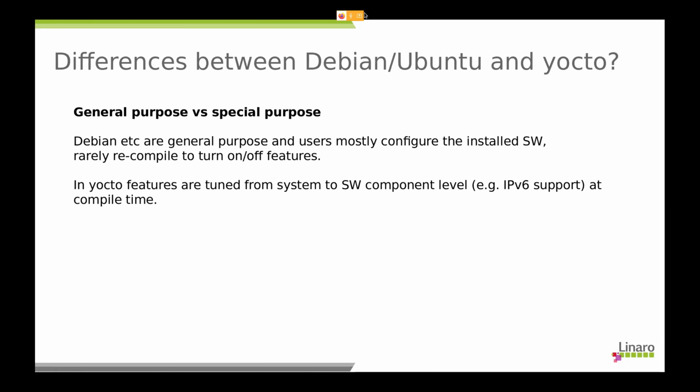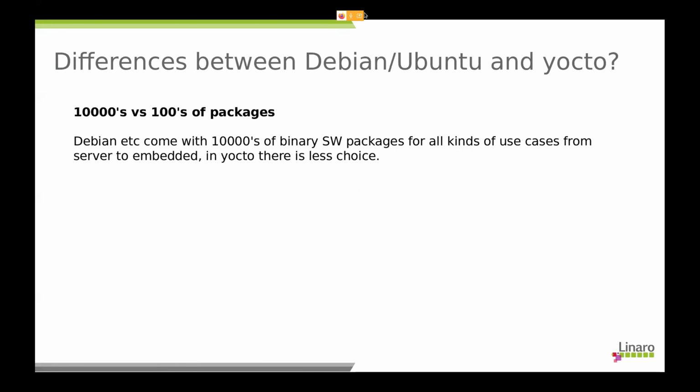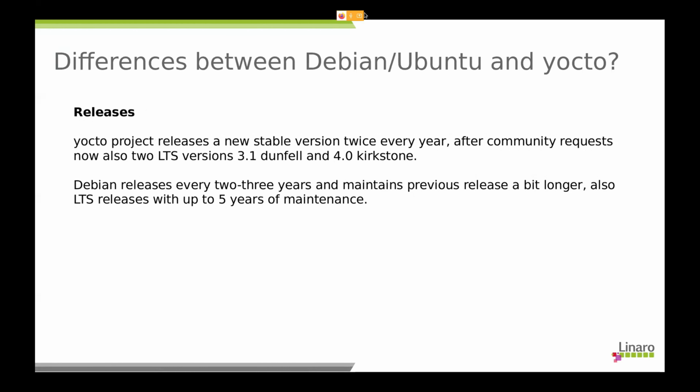Yeah, Debian and Ubuntu have tens of thousands, if not even more, binary packages, and Yocto has considerably fewer, which is a good thing or a bad thing, depending on your point of view. Yeah, releases. Yocto releases twice a year, but there are now also these LTS releases, which are maintained for a much longer time. And Debian, for example, releases every 2 to 3 years and maintains the previous releases for up to 5 years. I hope that with Yocto, Dunfell and Kirkstone, we also get up to 5 years of maintenance at some point from the community, even though that's not everything.